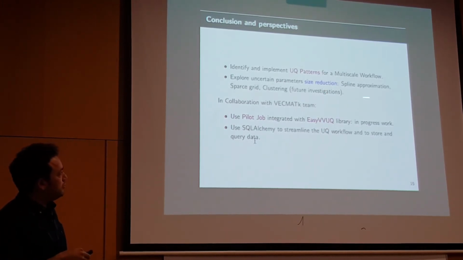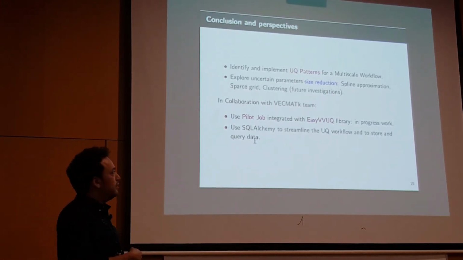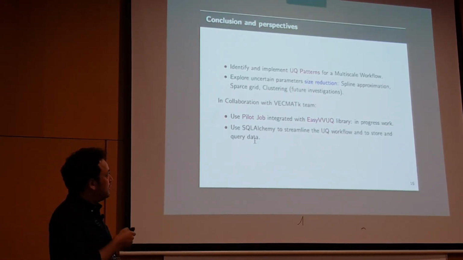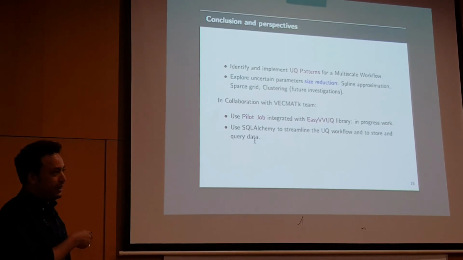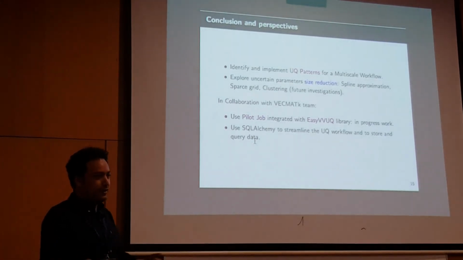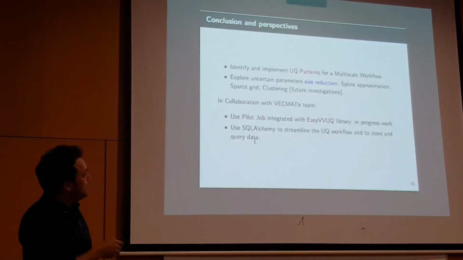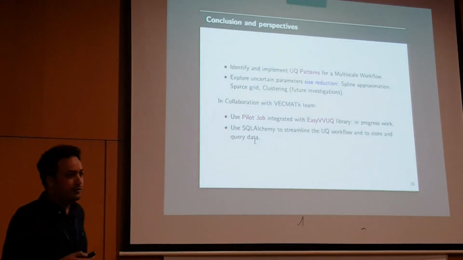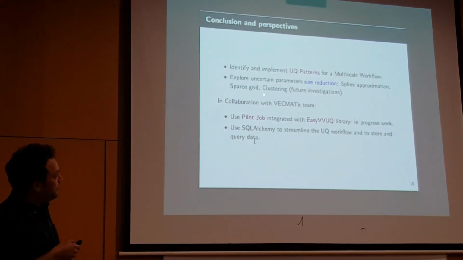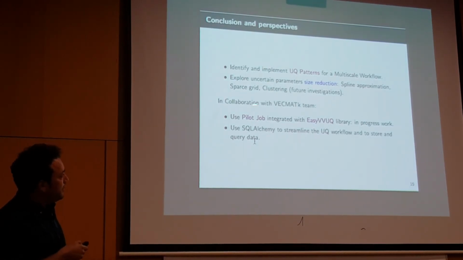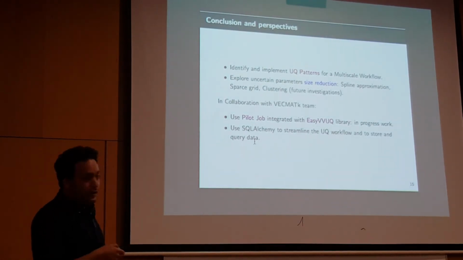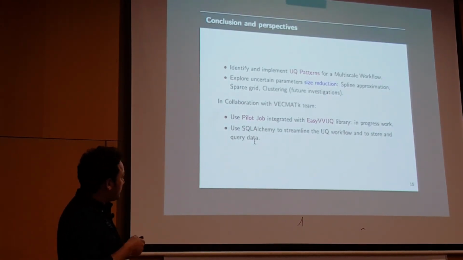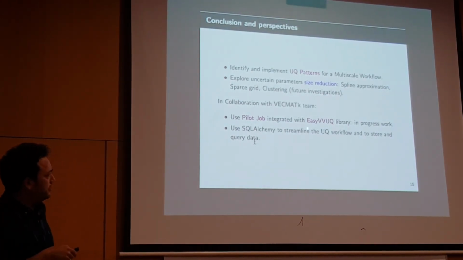So we now explore the spline approximation to have fewer parameters, and also sparse grids. I know that in ChaosPy they have this possibility, so basically we can have it in EasyVVUQ. And there is also another one, clustering. I had a discussion with Dan last time in Amsterdam, and we now want to investigate this part more. In collaboration with the VECMA team, we are using pilot jobs integrated in the EasyVVUQ library.